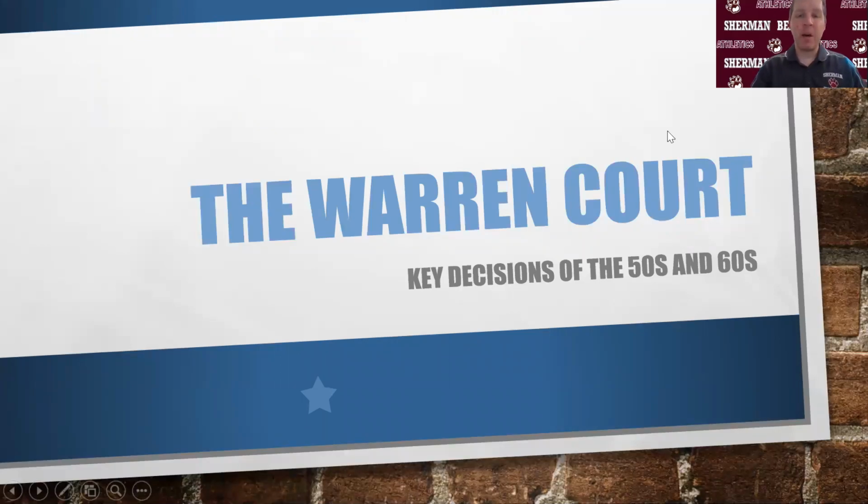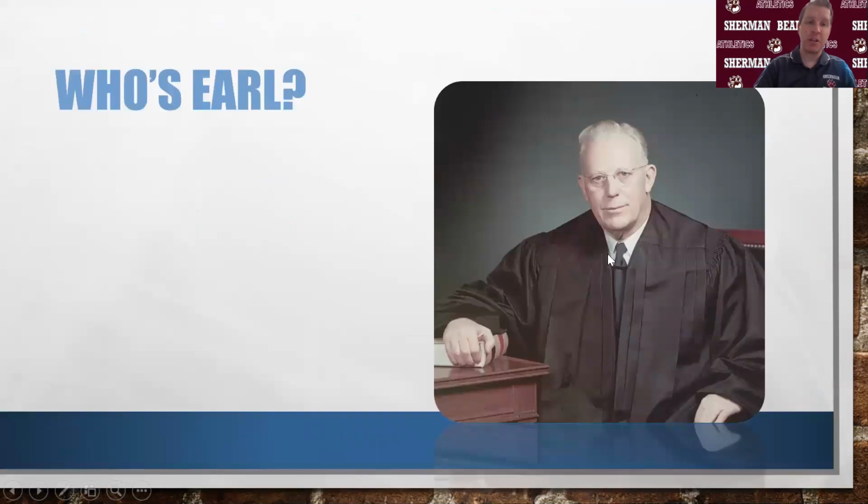Today's lesson is about the Warren Court, and this is going to cover some of the key decisions of the Supreme Court from the 1950s and the 1960s. You're going to use the information in this presentation to complete the activity afterwards. So I'll give you a little bit of background about what the Warren Court is, and we'll move on from there and talk about some of the most important cases.